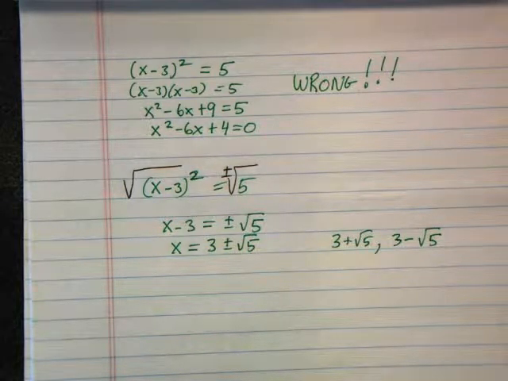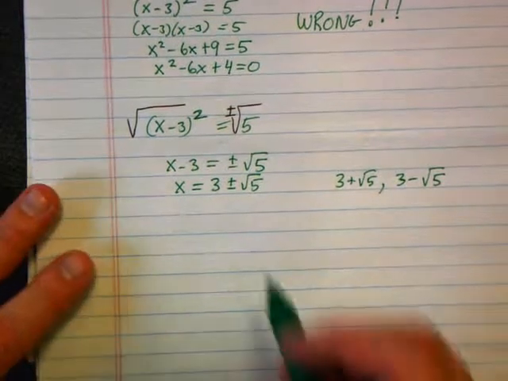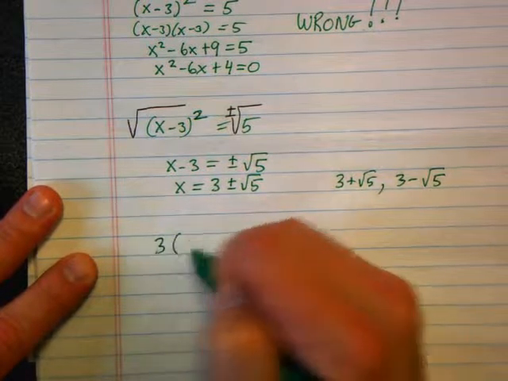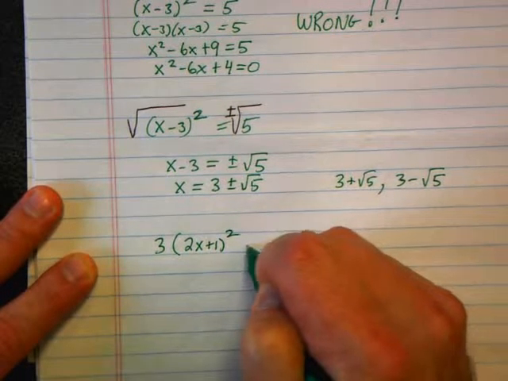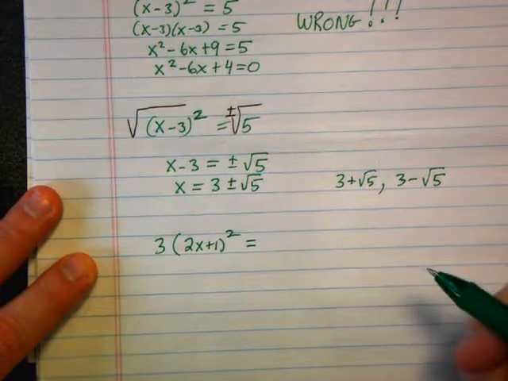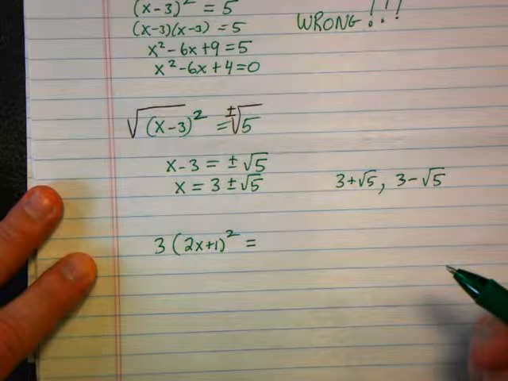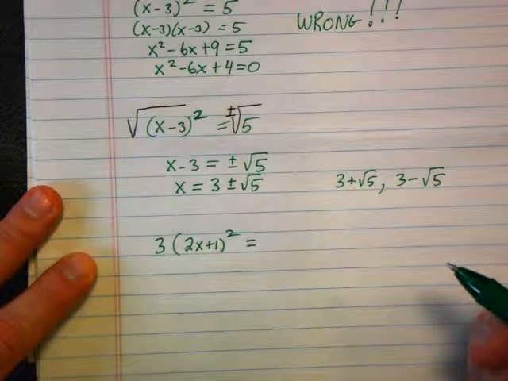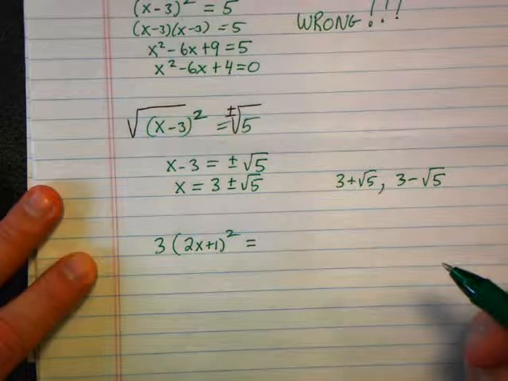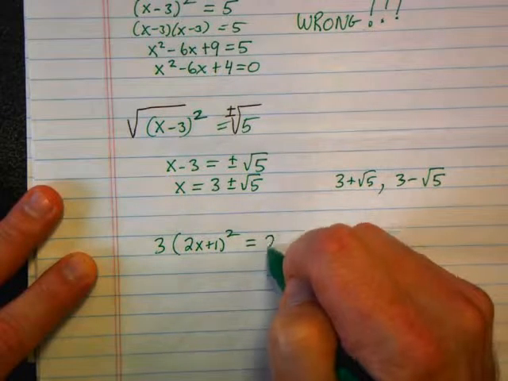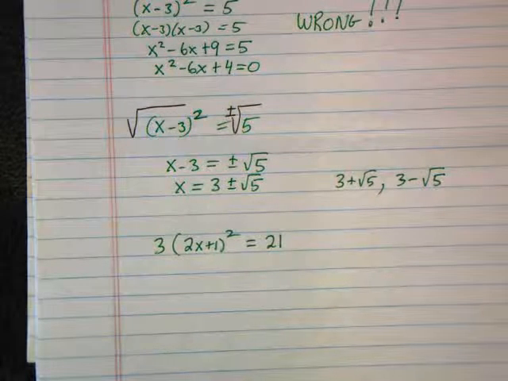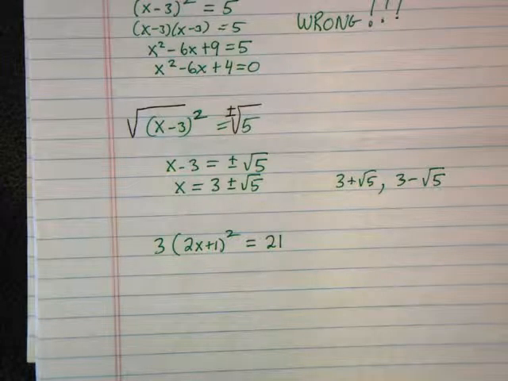All right, how about 3 times 2x plus 1 squared equals, I don't know, I need a good number. Anybody got a good number? 21. 21 is a good number. Okay. What would you do? And the wrong answer is FOIL. FOIL is almost always the wrong answer.